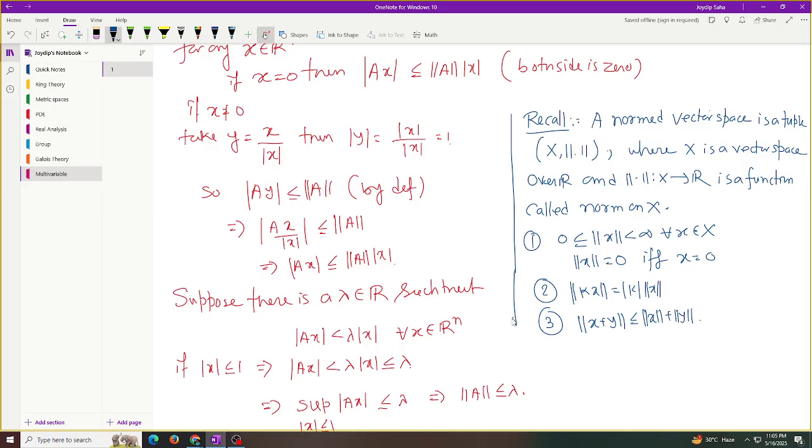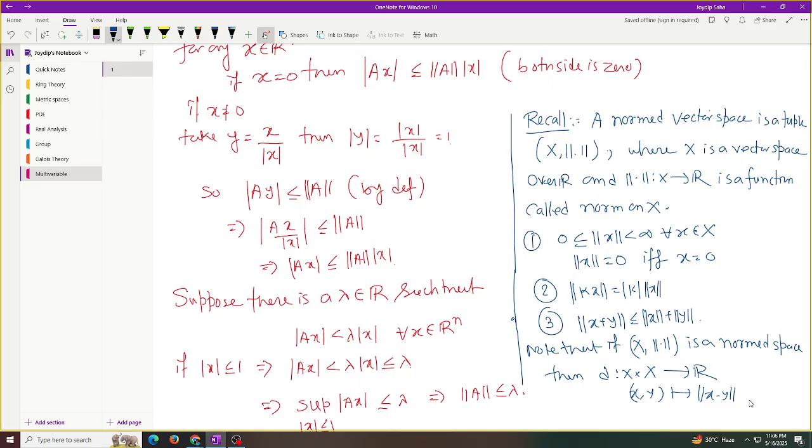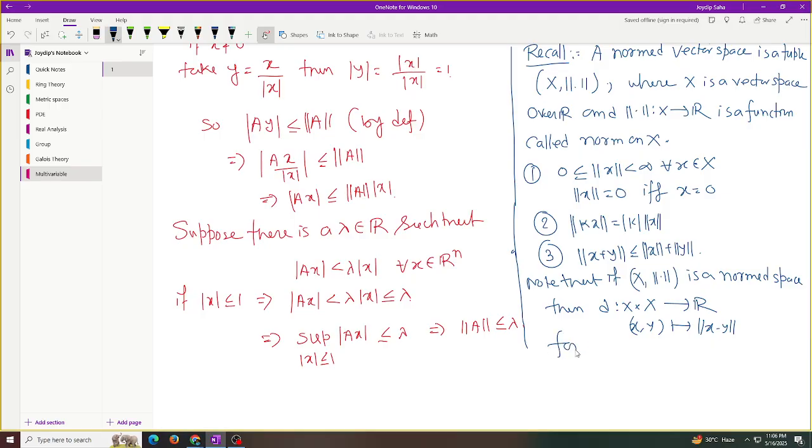Okay, note that if (X, norm) is a normed space, then D, defined on X cross X, it is a vector space, so we can talk about x minus y, forms a metric on X. Okay, so this is the recall.